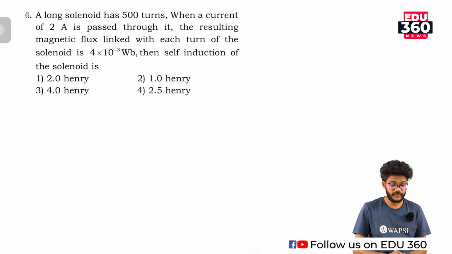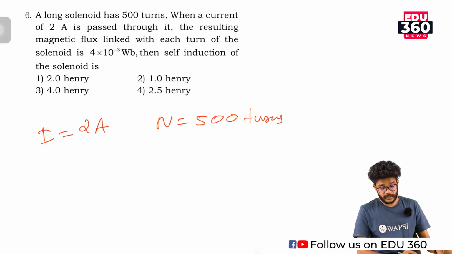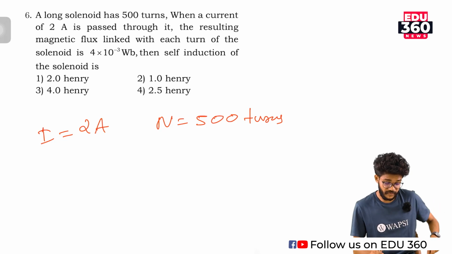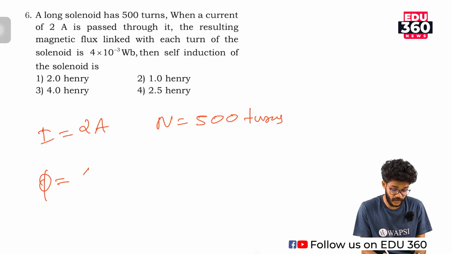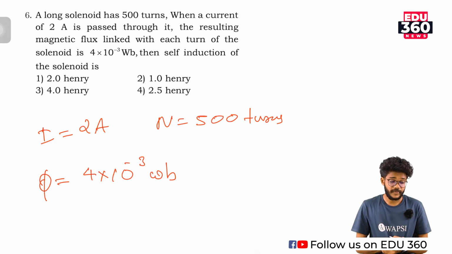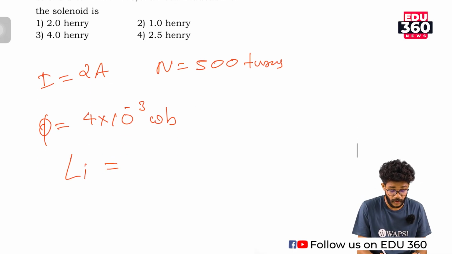A long solenoid has 500 turns, so total 500 turns is there, when a current of 2 ampere is passed through it. Okay, so I is 2 ampere and capital N is 500 turns. Okay, the resulting magnetic flux linked with each turn of the solenoid is, okay, so the magnetic flux phi with each coil is 4 into 10 raised to minus 3 Weber. Okay, then the self induction of the solenoid. Okay, we have to find the self induction, since L I gives the total flux.